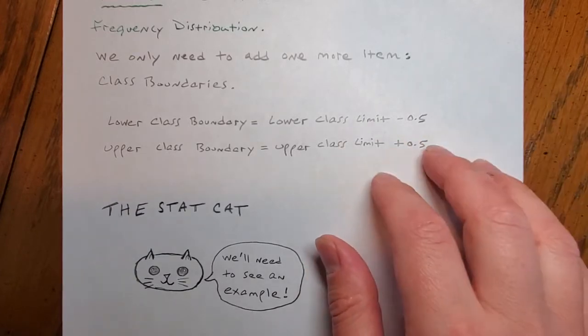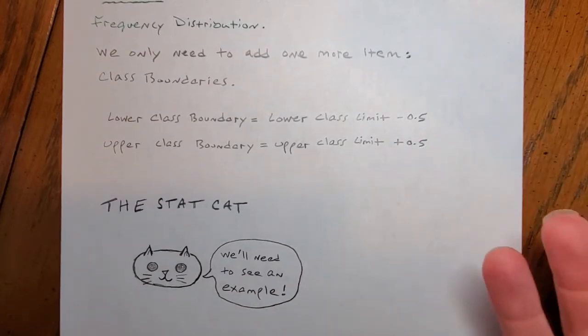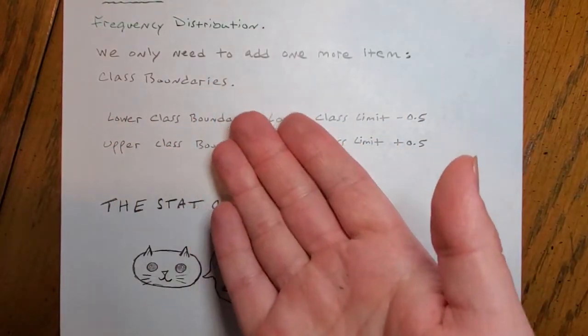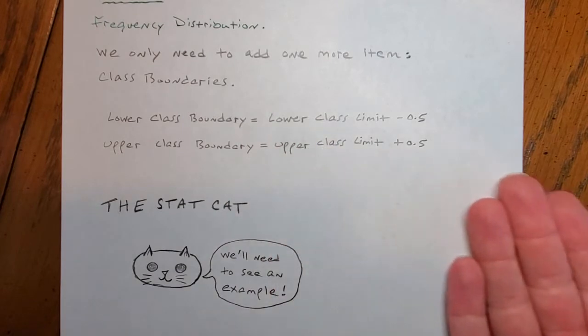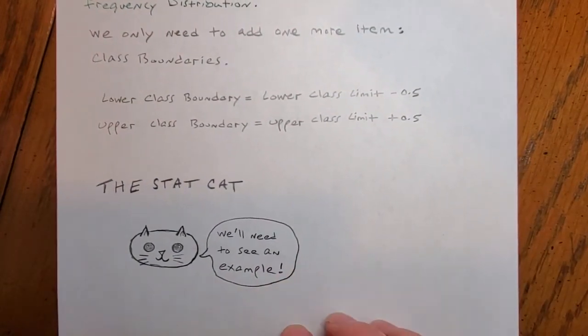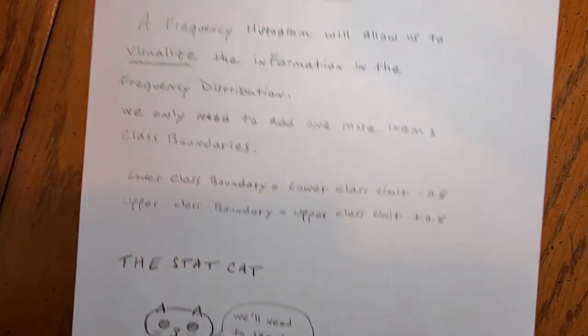Now, like with most things, it's easier for me to show you than tell you. So this is what the class boundaries are. But as the stat cat says, we'll need to see an example. It's easier to show you, all right? It makes a lot more sense that way. So let's look at an example.